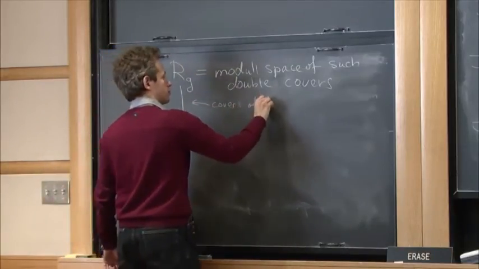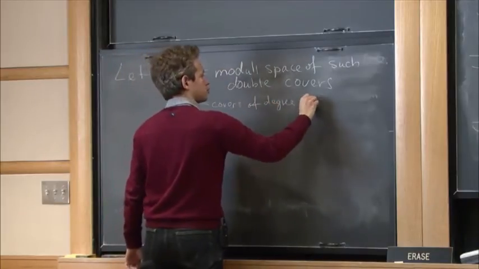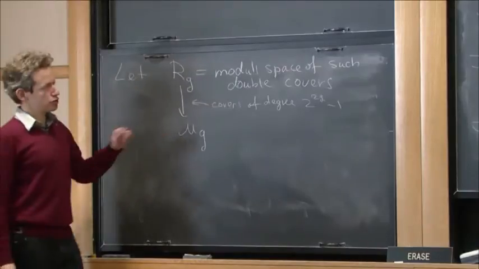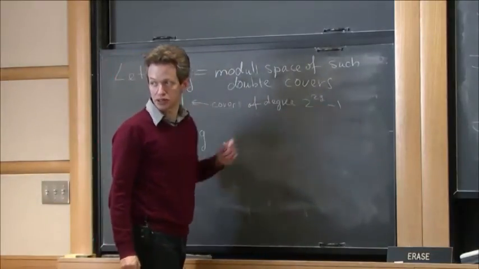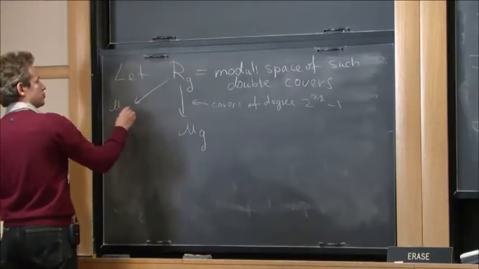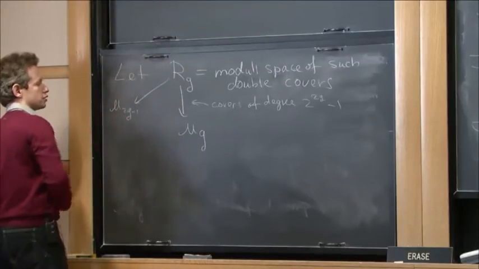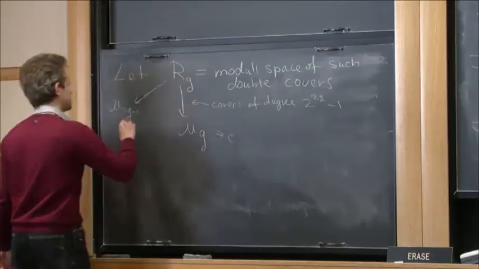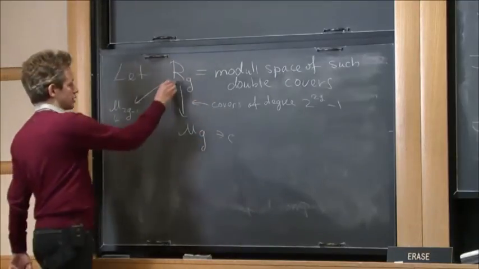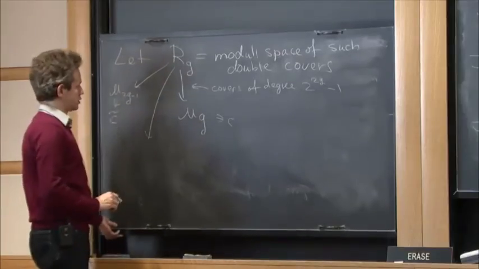This is a cover of degree 2 to the 2g minus 1, because a cover is given by a 2-torsion point in the Jacobian, which is not 0, otherwise you get a disconnected double cover. Of course, I also have a map from this to M_{2g-1}. This is where the curve C sits. This is where the curve C twiddle sits. But then I also get a map to where the Prym sits.